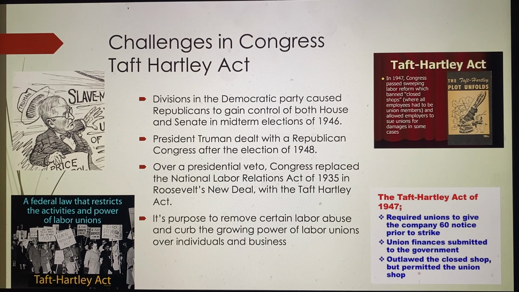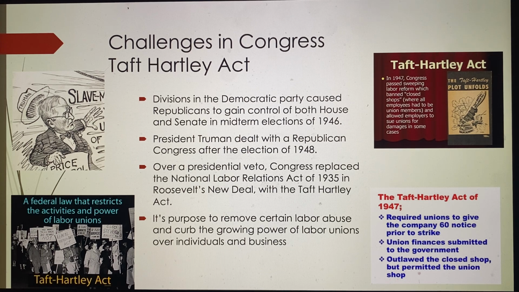And remember, Truman is Democratic. He is trying to go on further with FDR policies, the New Deal. And we'll see how he'll get into the Fair Deal, which is just a continuance of the New Deal, as for the policies of the New Deal. Over a presidential veto, Congress replaced the National Labor Relations Act of 1935 that was in Roosevelt's New Deal with the Taft-Hartley Act. So the Taft-Hartley Act was pretty much Republican.